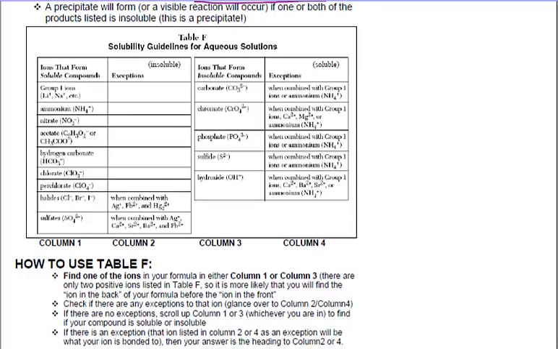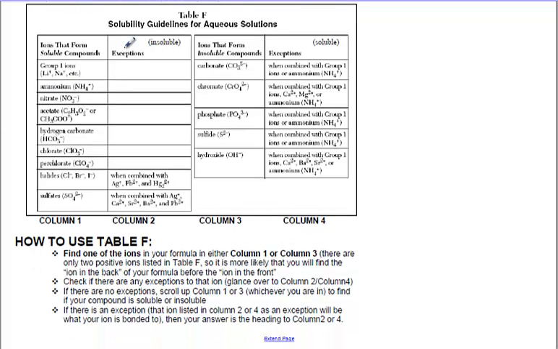Now, let's look at table F, and it's tiny on here. What I'd like you to do is take out your reference tables, ladies. And we're going to go to table F, and you're going to look at these and basically label on your reference table, where it says exceptions, we're going to write insoluble on the left-hand side. So we're going to label that column 2. And then if we go over to column 4 here, where it says exceptions, we're going to put soluble, and I'm going to explain that in a minute.